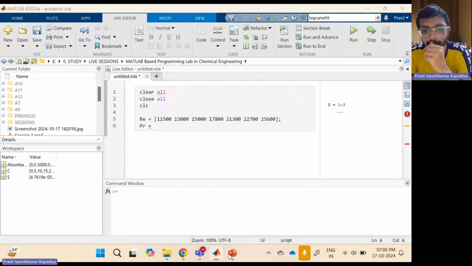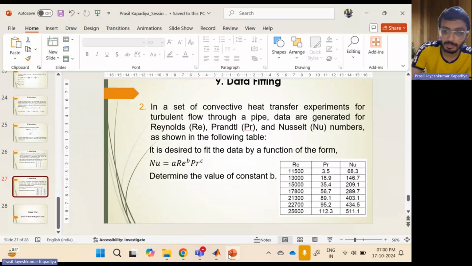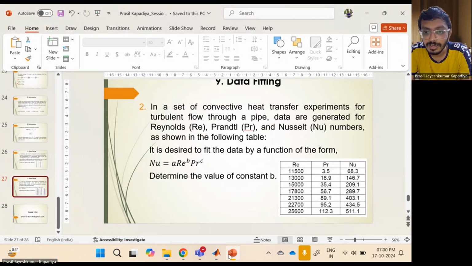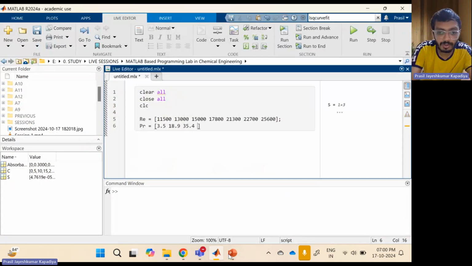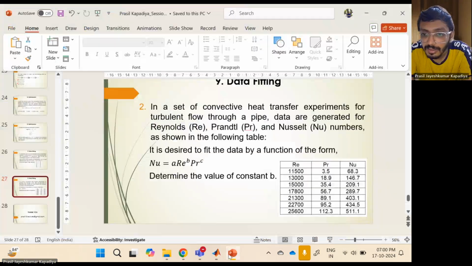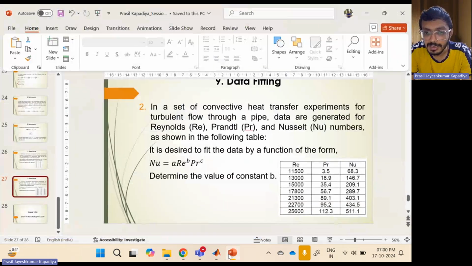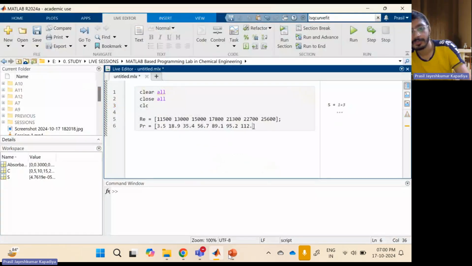I will write down my Prandtl number, that is 3.5, 18.9, 35.4, 56.7, 89.1, 95.2. My last data is 112.3. Okay, this is Prandtl number.